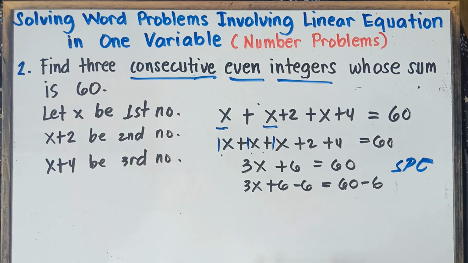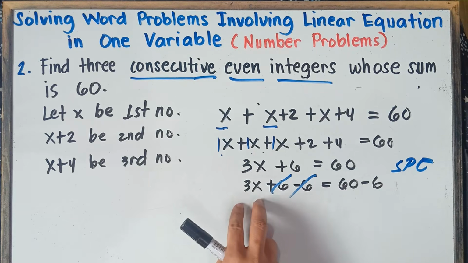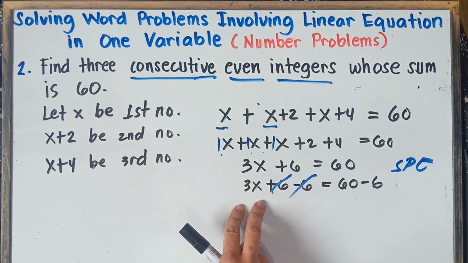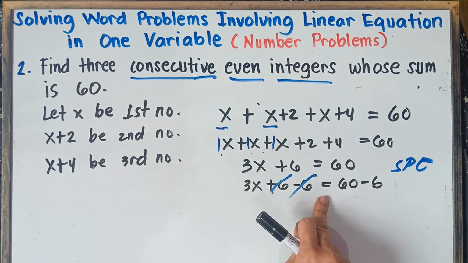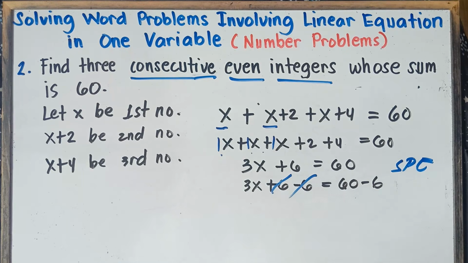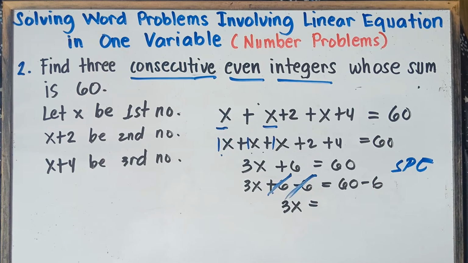Sir, why do you subtract both sides by 6? So that, class, you can cancel this out. And the remaining expression, class, will be only 3x. Okay, once you subtract 6 on the left side of this equal sign, you also subtract 6 on the right side. So cancel this out. This will be 3x equals 60 minus 6.